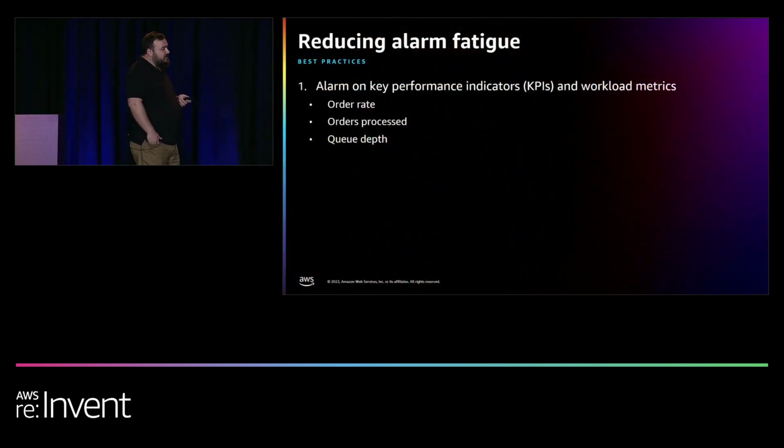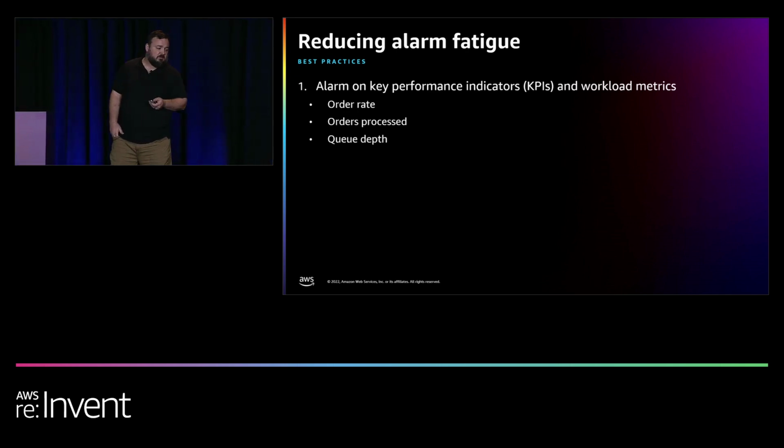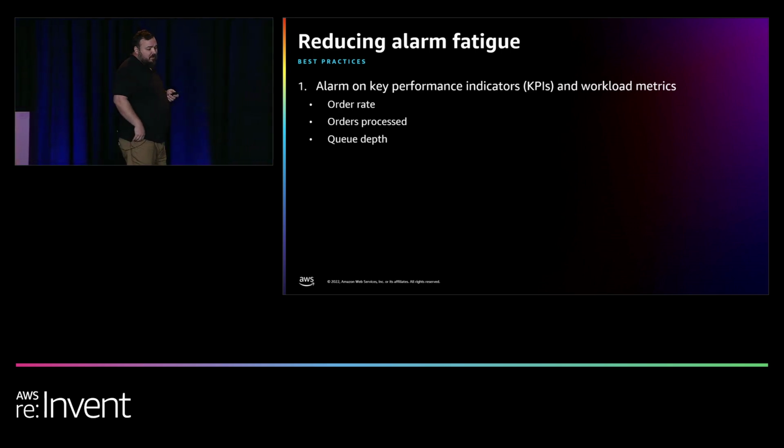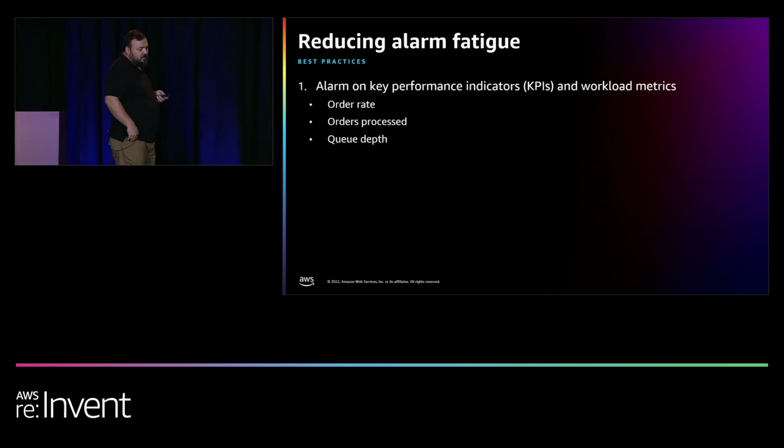So the first thing I would say is really think about what you need to alarm on, right? Alarm on key performance indicators and workload metrics. So this could be order rate. You can imagine a very high volume e-commerce website might really care about how many orders are going through a second, or the number of orders processed. Or if you're building event-driven architectures, what's the queue depth on your SQS queue, for example? So think of these important metrics, things that will tell you that something's gone wrong and it's affecting the user.